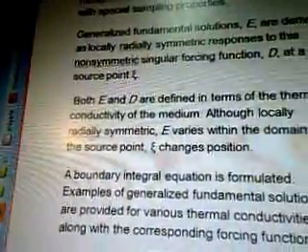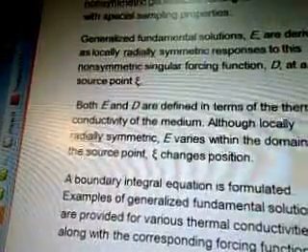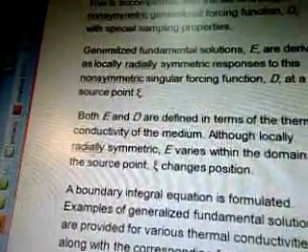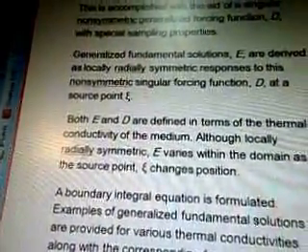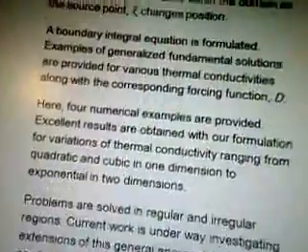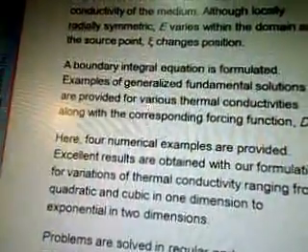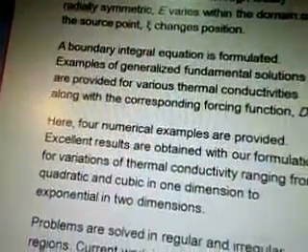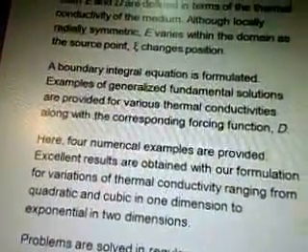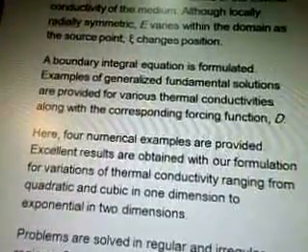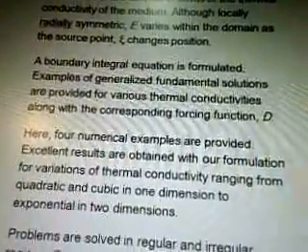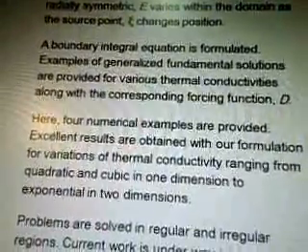Both E and D are defined in terms of the thermal conductivity of the medium, although locally radial symmetric E varies within the domain as the source point changes position. Okay? A boundary integral equation is formulated. Examples of generalized fundamental solutions are provided for various thermal conductivities along with the corresponding forcing function D. Here, 4 numerical examples are provided.